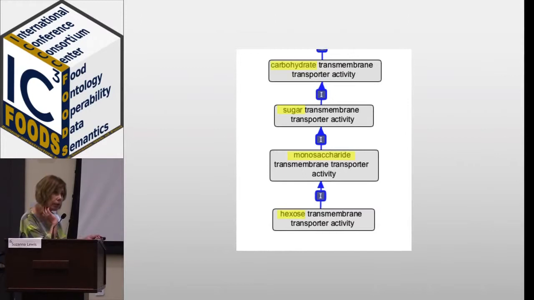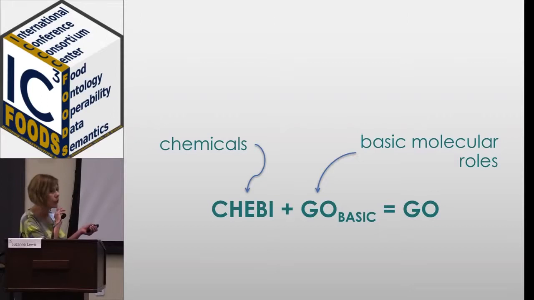And so the idea is that, luckily, because we talked to them and we got it started, there is now ChEBI, Chemical Entities of Biological Interest, built by the EBI, which holds chemicals. And then we've got basic molecular roles in GO, and that's what we've redone in GO, so in the logical, computable definitions of all the GO terms, we refer both to ChEBI and to some basic molecular function.